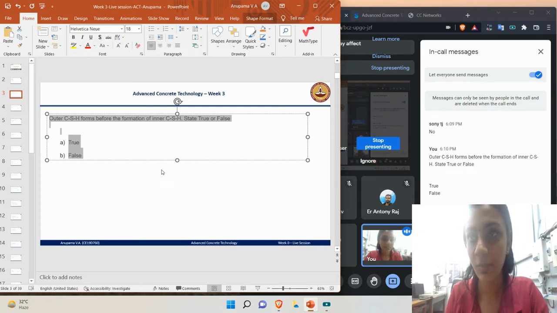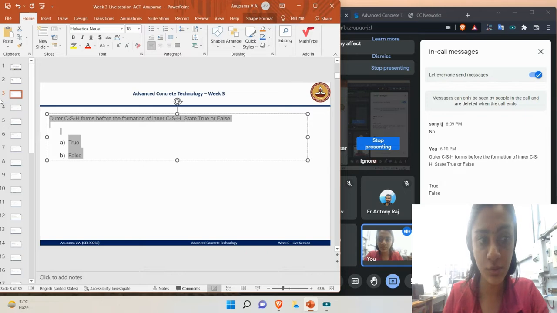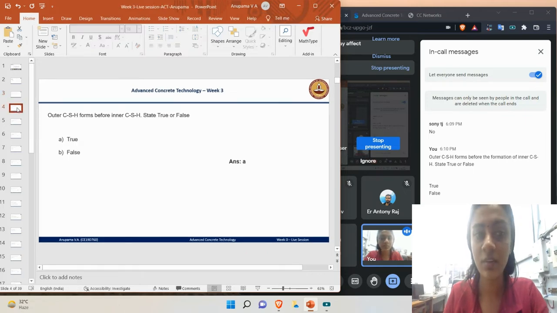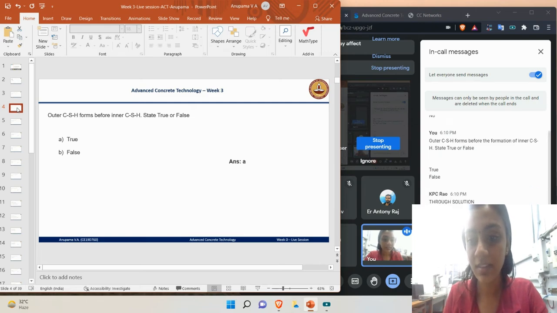This was covered, I think, in week 2, the formation of outer and inner CSH. So the correct answer is anyway true, that is, outer CSH forms before inner CSH. But what is the method through which the outer CSH forms? Can someone comment? Yes, Rauser has commented that it is through solution method.